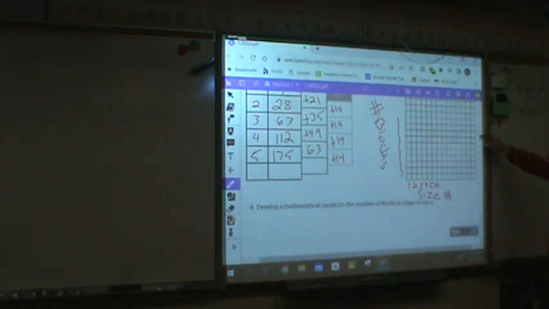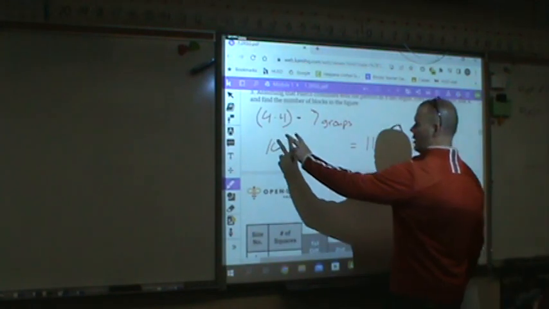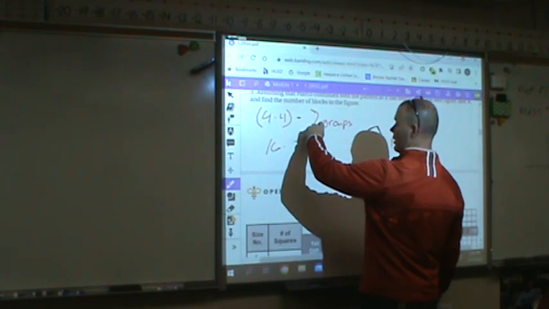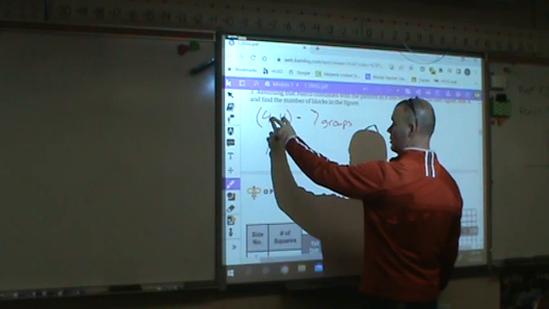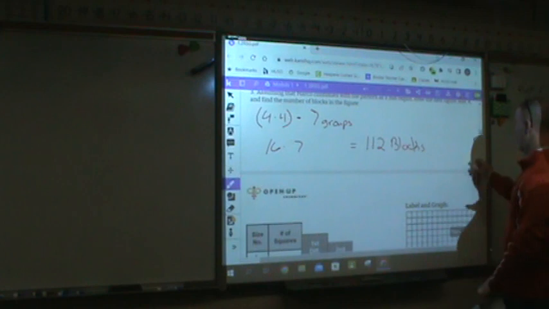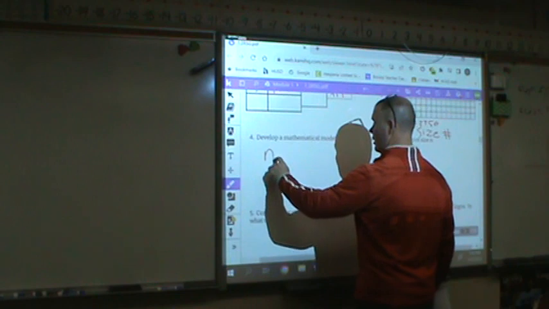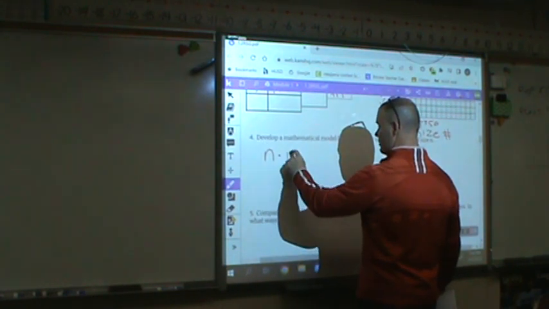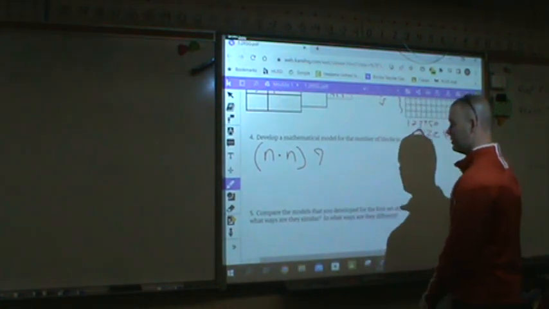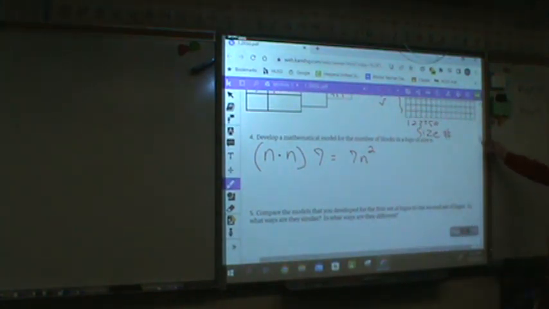And then it says develop a mathematical model. We pretty much already did. If we come back in here, 4 by 4. What if it was 3 by 3? Could I do 3 by 3 times 7 and get 63? Could I do 2 by 2 times 7 and get 28? Could I do 1 by 1 times 7 and get 7? So here's our mathematical model. Any size n, any size I go to, the height times the width of that one section times 7 sections is going to give me 7n squared, if I kind of clean that up, right?